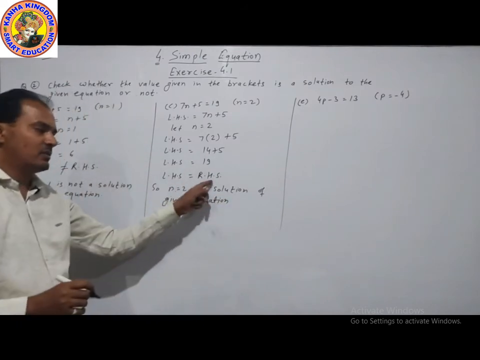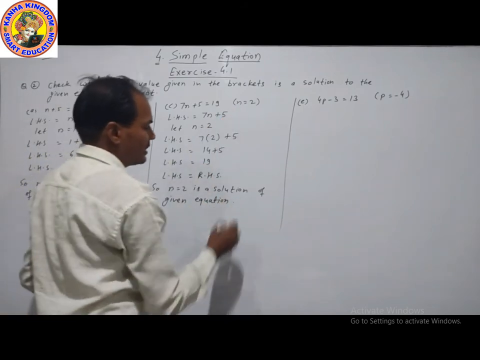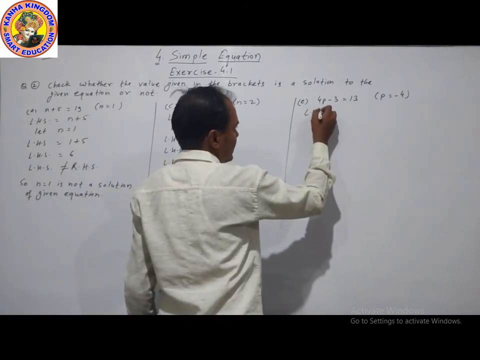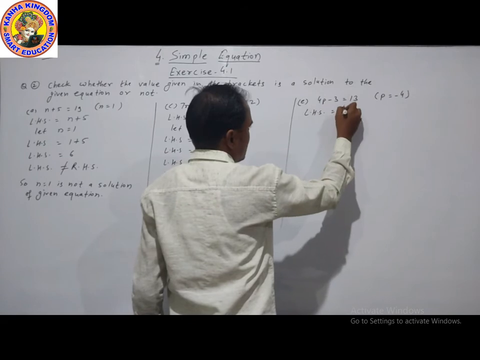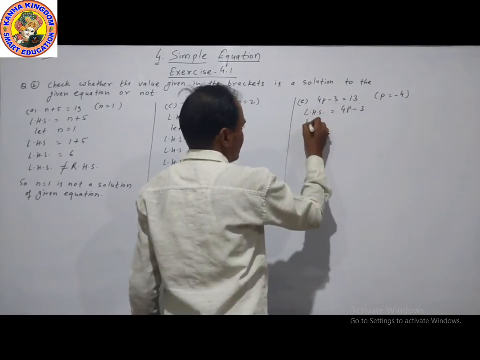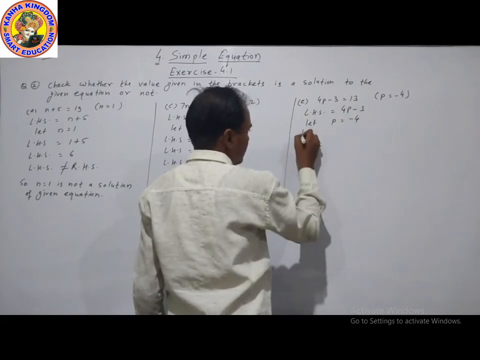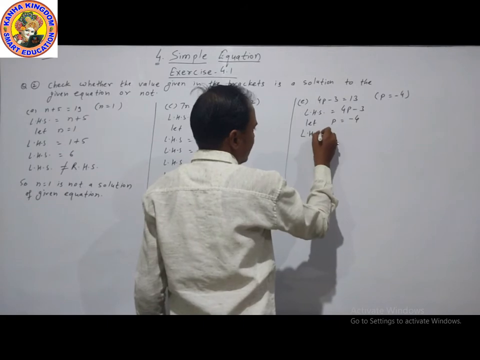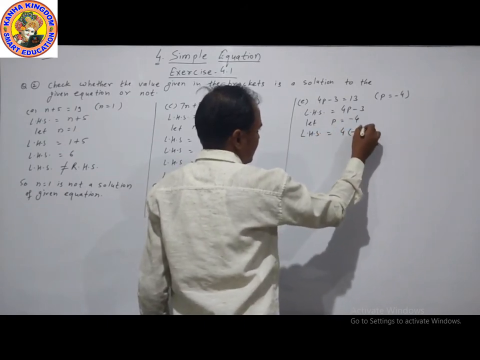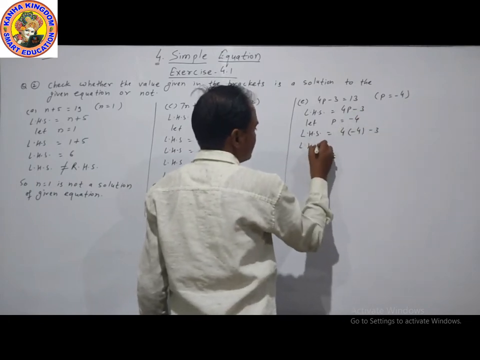When left hand side is equal to right hand side, then n is solution of given equation. Now taking next part, our left hand side is 4p minus 3. Given value is p equal to minus 4. Putting the value in left hand side is 4 multiply p, then minus 3.